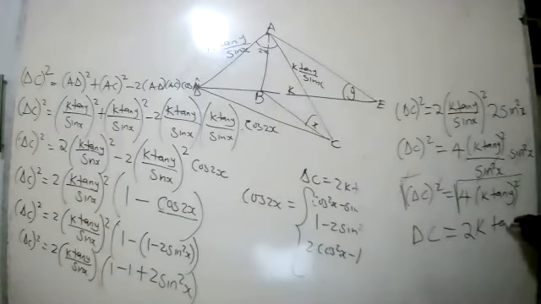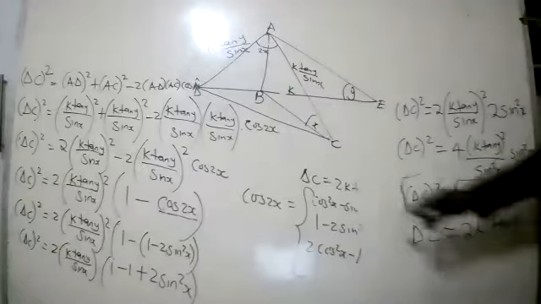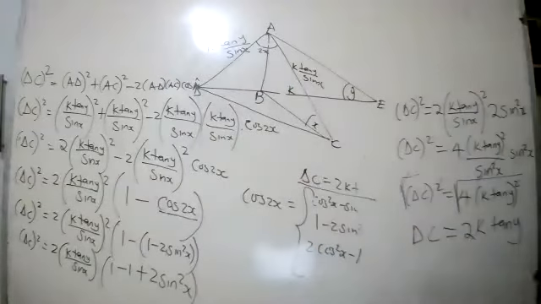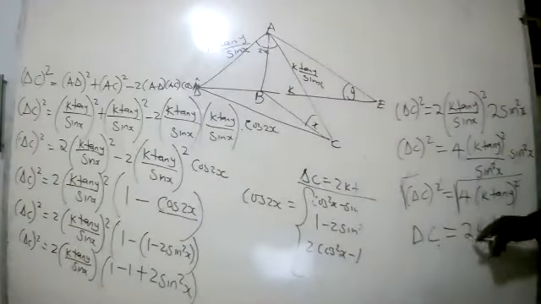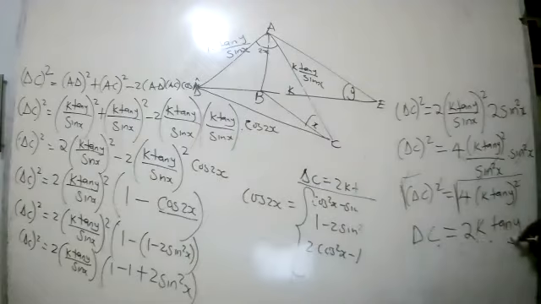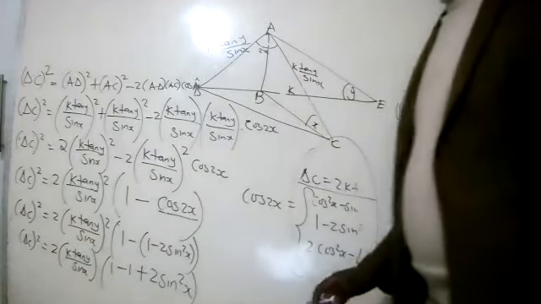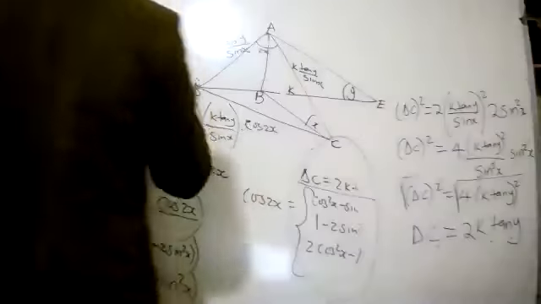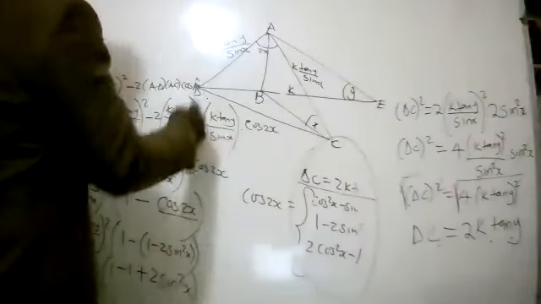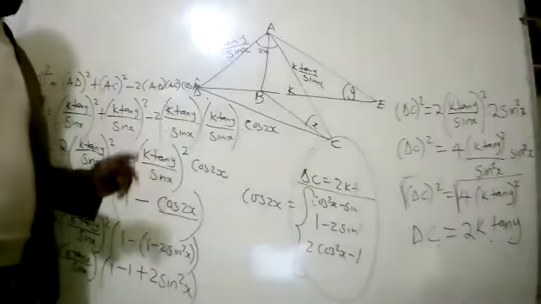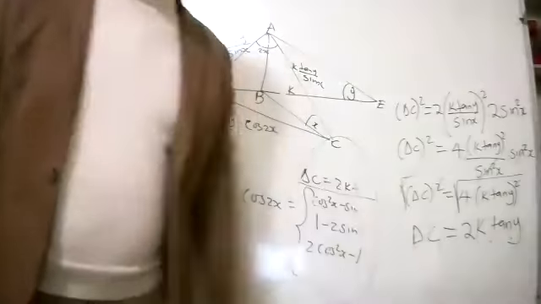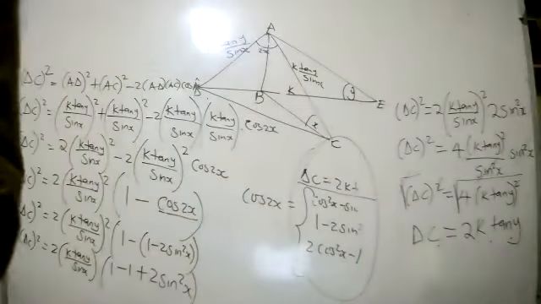2k tan of y. And I know you remember that this is exactly what we were looking for. So DC is equal to 2k tan of y. So we have used two important rules to deal with these questions. The first one is the double angle, and the second one is the cosine rule. Once you apply those two rules, you will arrive at the answer that these questions require.